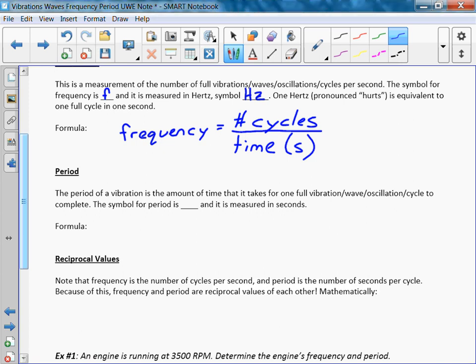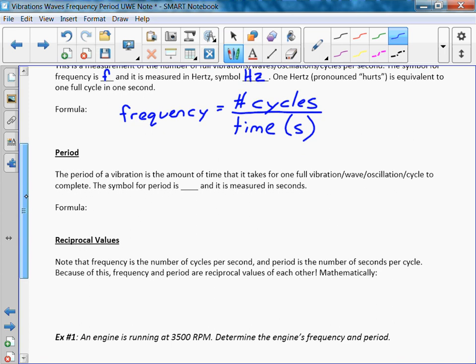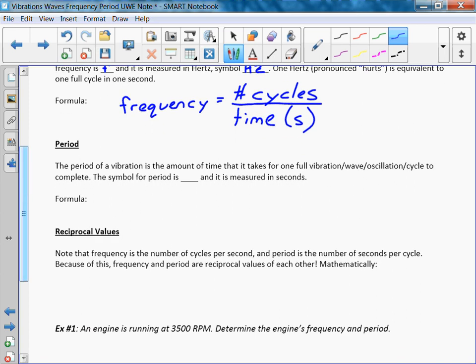Okay, next, period. The period of a vibration is the amount of time that it takes for one full vibration, wave, oscillation, or cycle to complete. The symbol for period, a weird one, we've already used this symbol before, and I didn't make these rules, but it's capital T, same as for temperature. And it's measured in seconds.